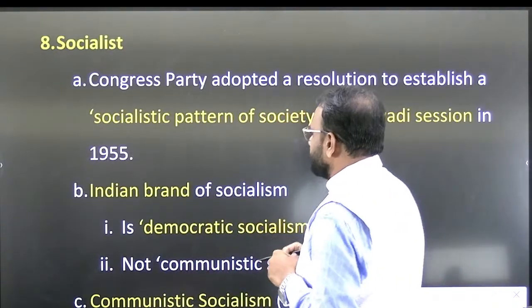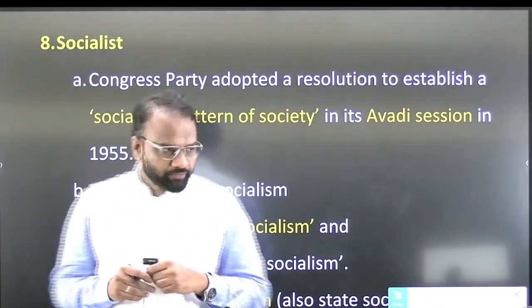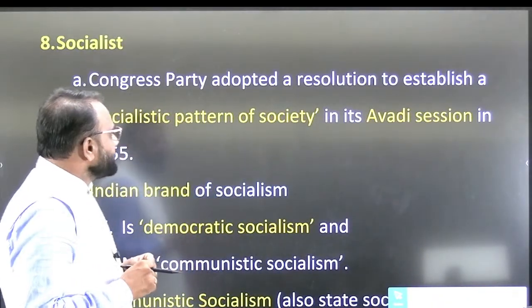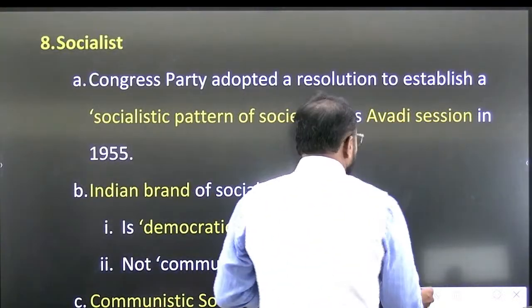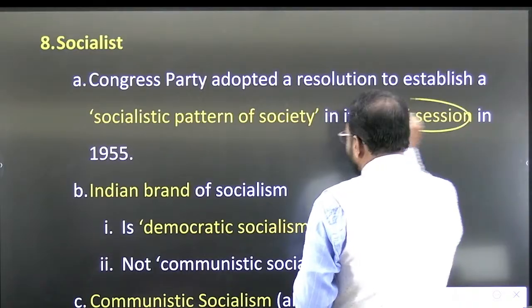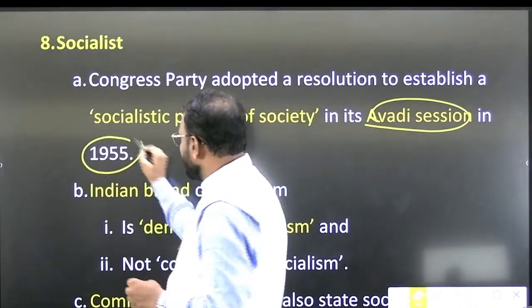Next, socialist. Okay, socialist. Congress party adopted the resolution to establish a socialist pattern of its society in its Avadi session in 1955. Okay, 1955.